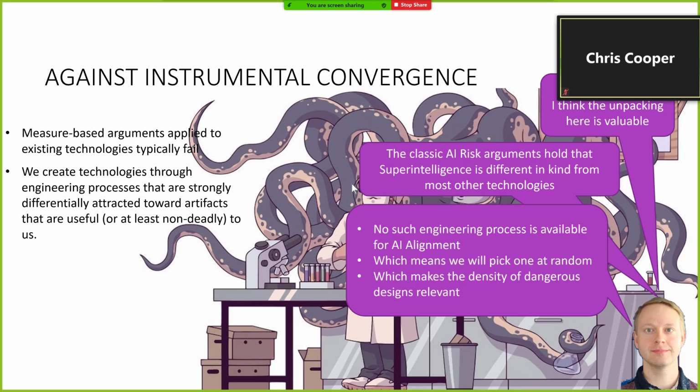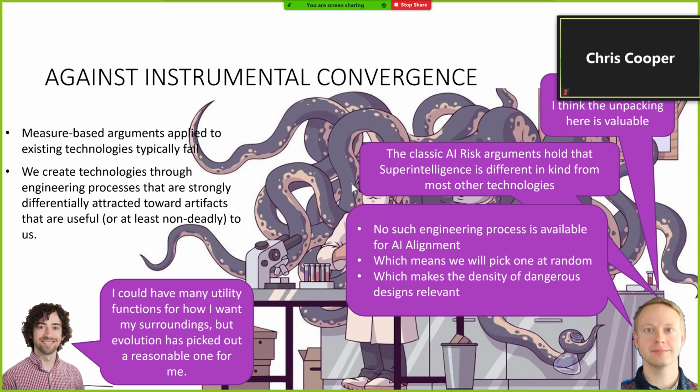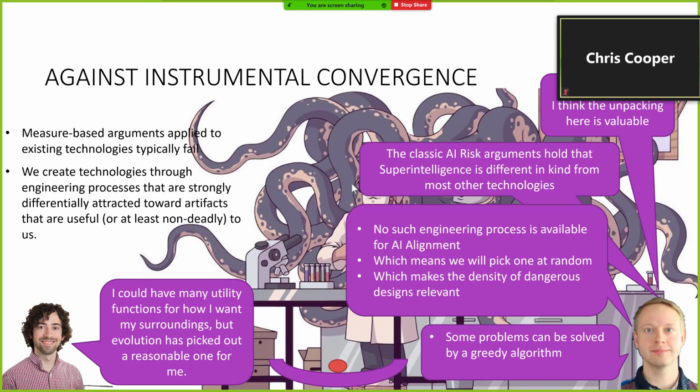Also here, I would say that I believe the unpacking that Ben Garfinkel is doing is quite valuable. He has an example here, an analogy with the utility function that he has for his surroundings. And it seems that there are many ways you could imagine you want your surroundings, but evolution has just picked out a reasonably good one for him. And the way I would respond to this is that it's actually a really simple problem. You could imagine this is a classic stability where you have a ball in a bowl. And this is the kind of problem that can be solved by a greedy algorithm, like evolution. And some problems can be solved easily, but there are also harder problems.